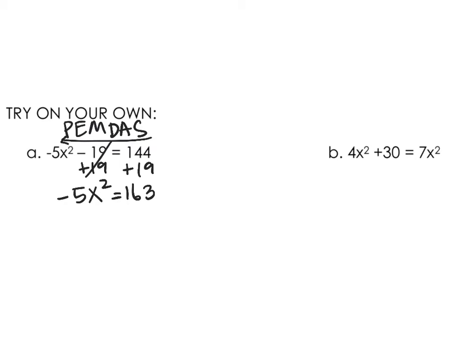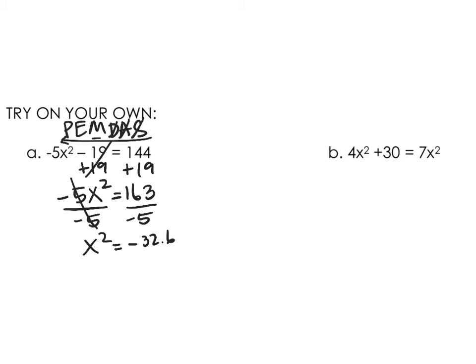Then it looks like I have to divide by negative 5 on both sides because I did all of these and I need to get rid of that multiplying. So if I divide by a negative 5, I take 163 divided by negative 5, and it's going to give me negative 32.6. Now I know we talked about not having decimals, but let's look at what happens.